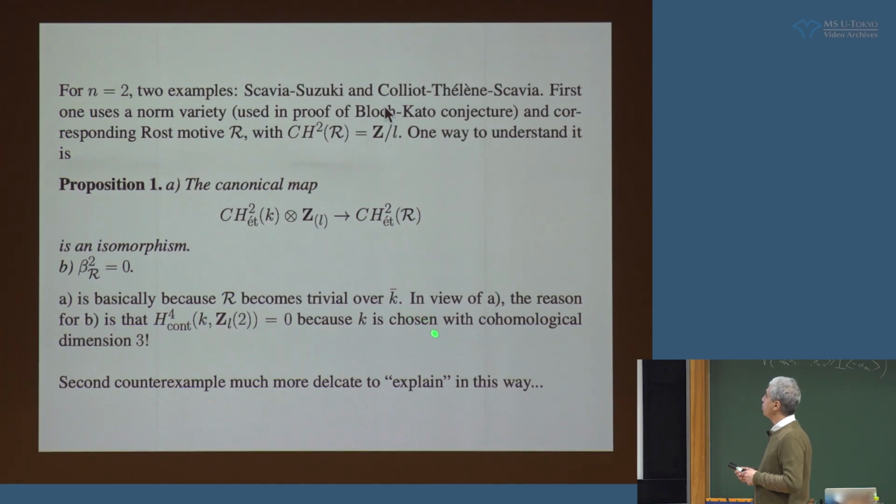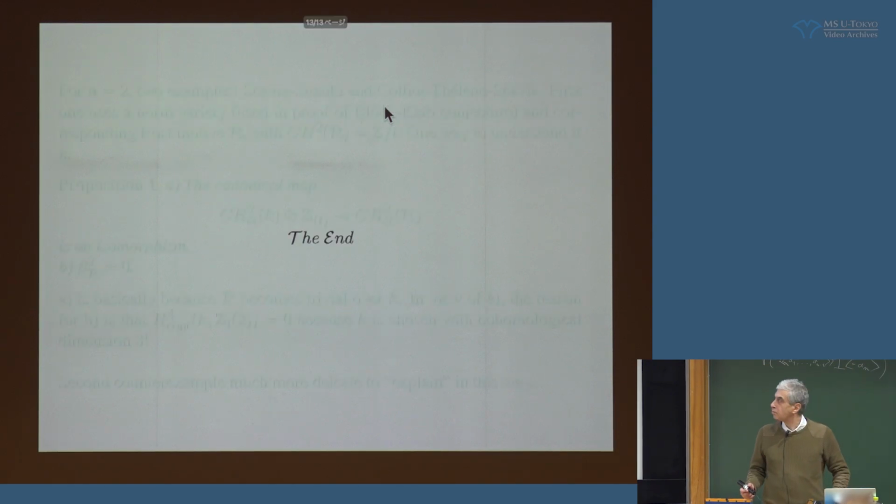And then there's the one of Colliot-Thélène and Scavia, and this one I needed a lot more work to work out what's going on, and it's not completely clarified because there are some maps in their work and some maps that I cook up, and one would have to show that they are equal, and it doesn't seem so straightforward. And that's all.